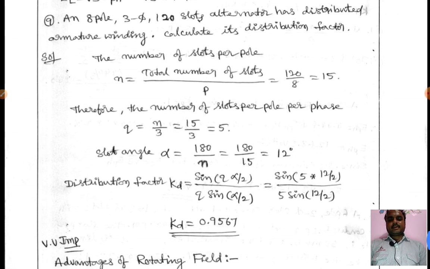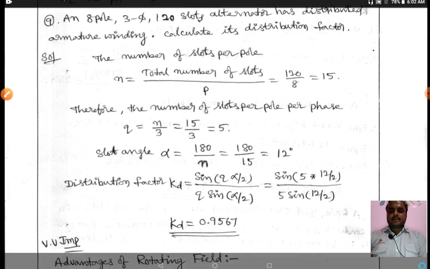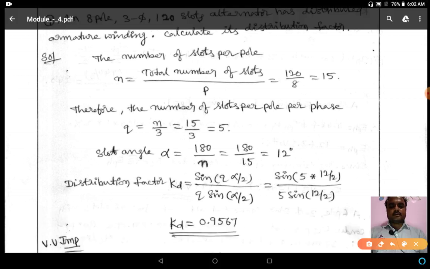So sometimes they may ask this type of problems also. An 8-pole 3-phase 120 slots alternator has distributed armature winding. Calculate the distribution factor Kd. So here number of poles is 8, slots is equal to 120, right? So what is the formula for distribution factor? So Kd, you know, right, Kd is equal to sin(q alpha by 2) by q into sin(alpha by 2). So we need q and alpha values here.